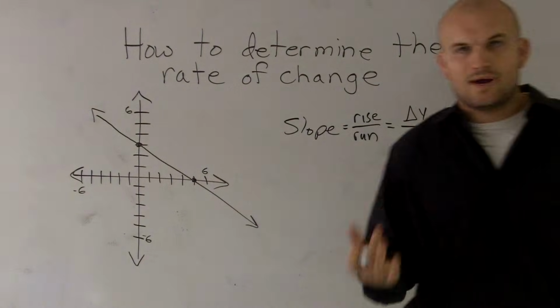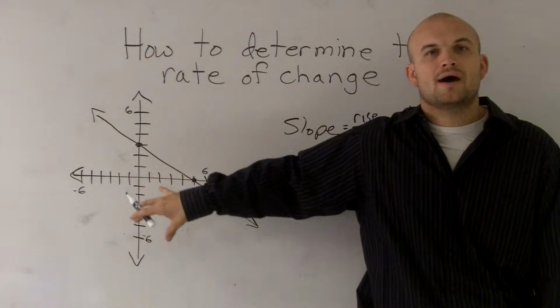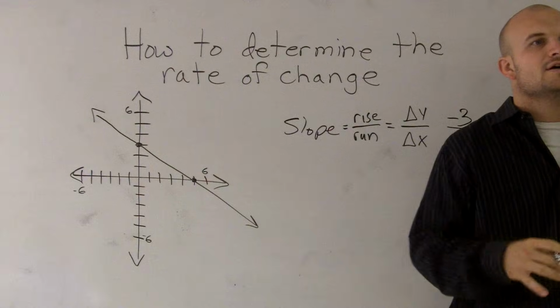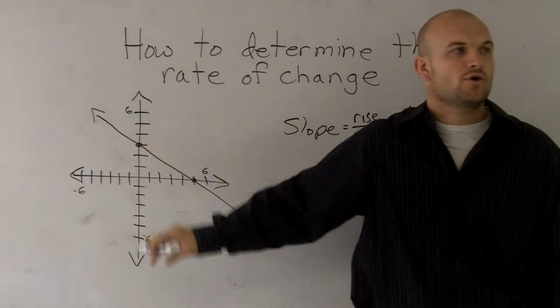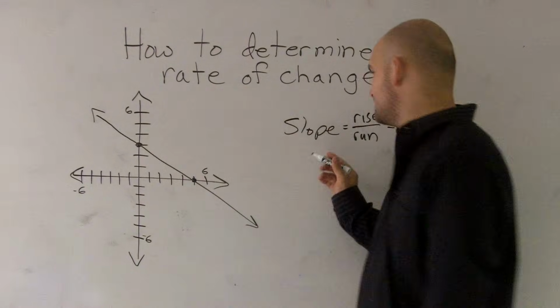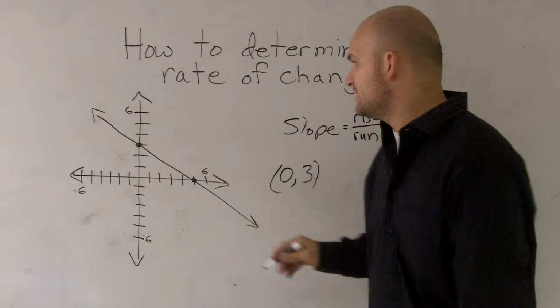The other way you can do this is, let's say you don't have a problem that's this easy. Let's say the points are not on the graph and it's hard to determine the points. The other way we can do it, just like I showed you before, is to write these as coordinate points and then find the slope. So let's say this is at point (0, 3), and this is at point (6, 0).